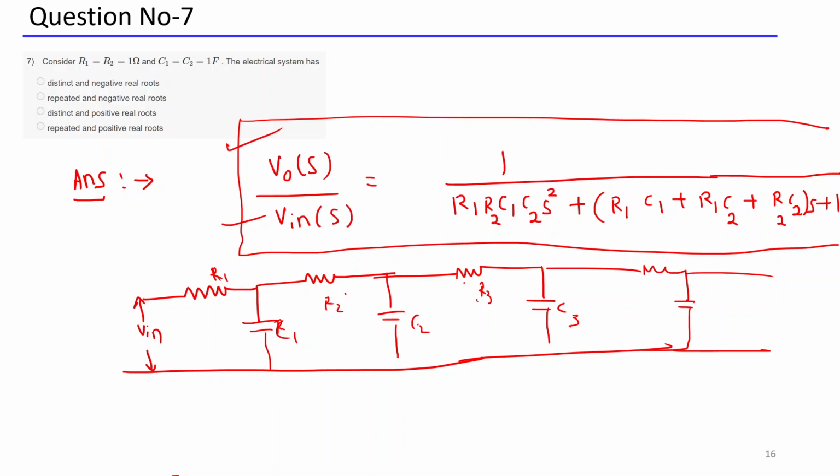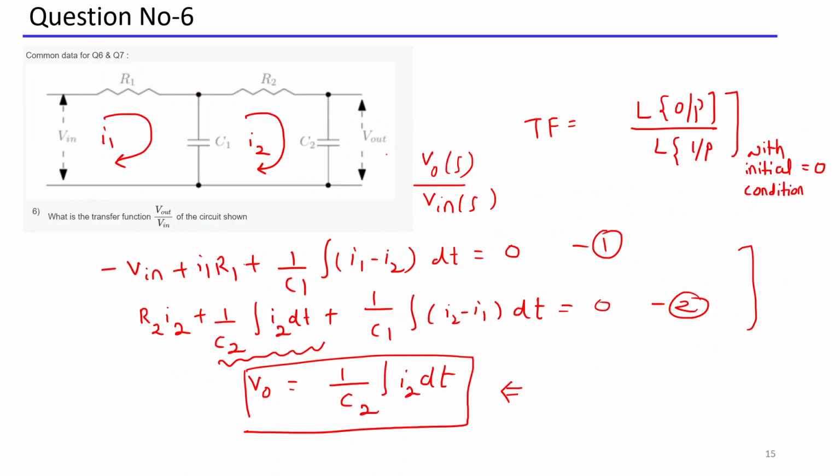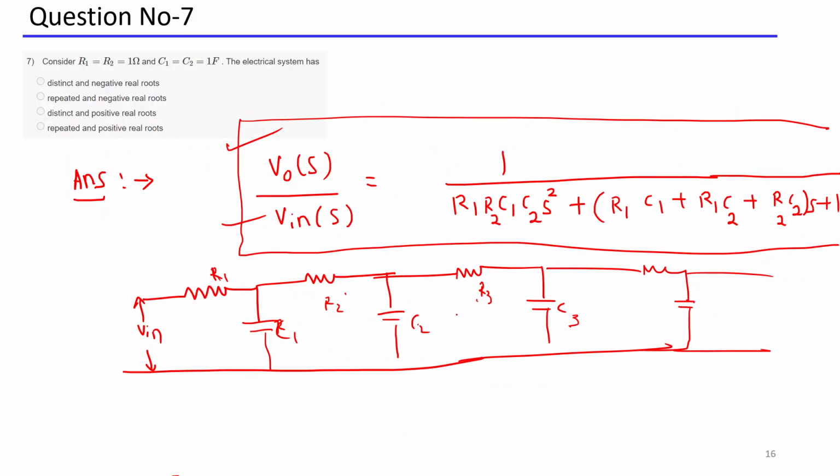In the first case, only two energy storage elements are there, C1, C2. That's why the order starts from S square. But if there are three, then this will be R1 C1 R2 C2 R3 C3 into S cube, because there are three energy storage elements. The order is defined by the number of energy storage elements. You got my point, what I'm trying to say? Yes, sir. Okay, sir, next class starts with this problem most probably.